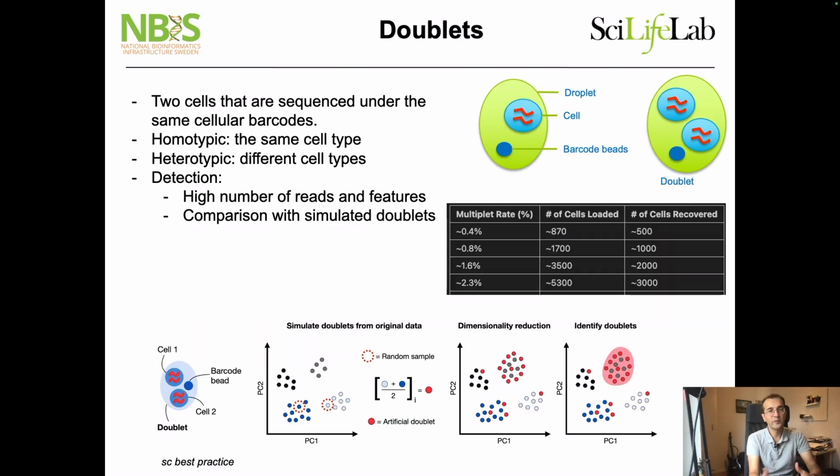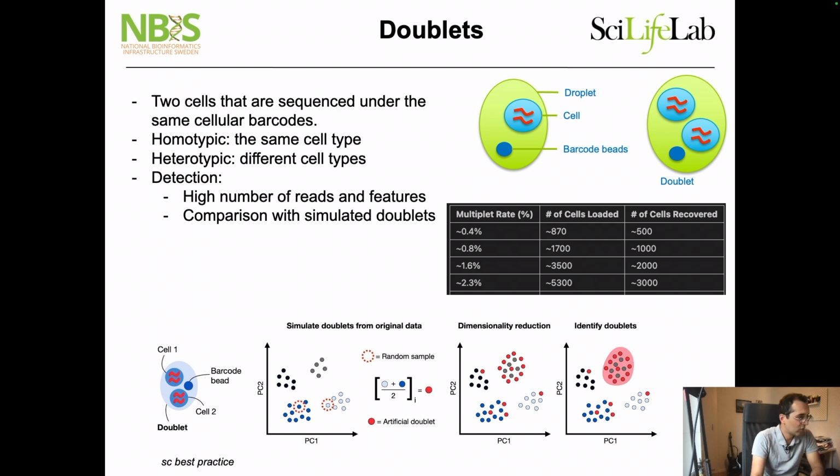And if you load too many cells, you end up in a situation that you have more than one cell in each of these droplets. And it could be homotypic when you have the same cell types, or could be heterotypic when you have cells from different cell types. There are different approaches to detect these doublets by using high number of reads and features that you identify in your dataset, or you can make a comparison with the simulated doublets. Here is an example of the simulated doublets.